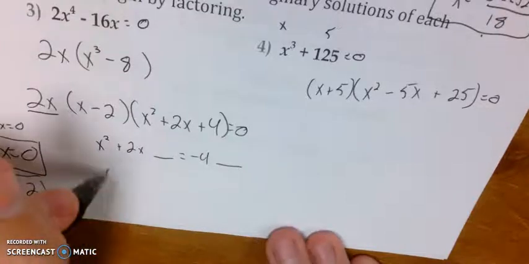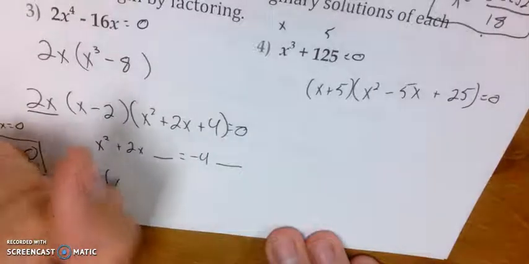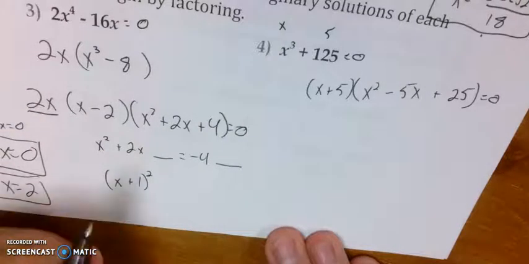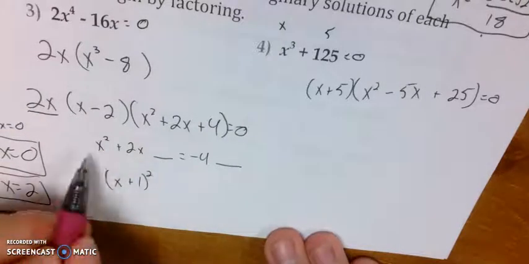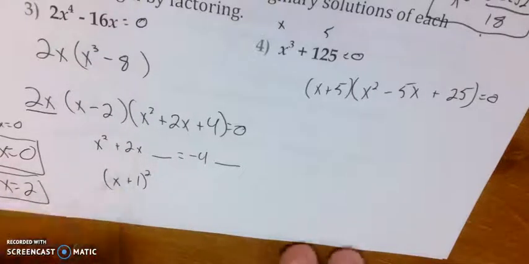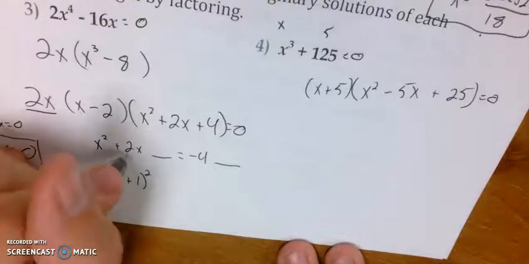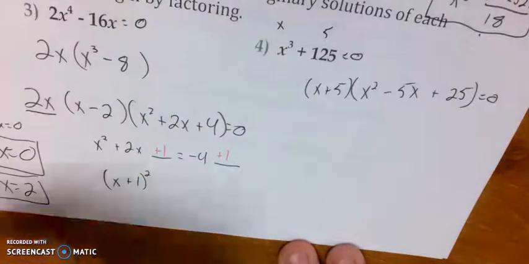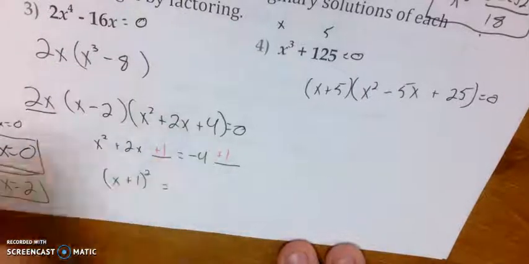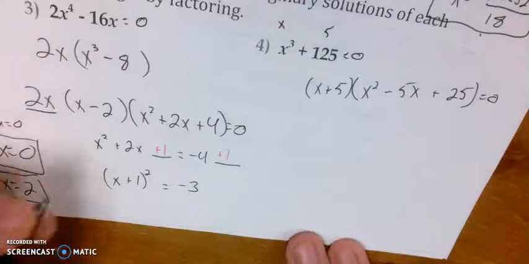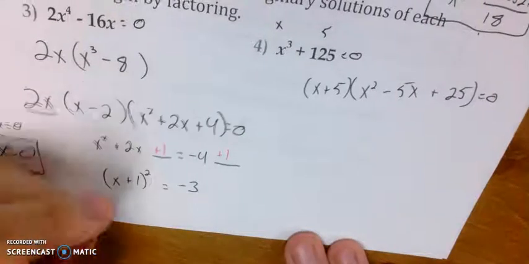I'm going to take half of my b term, in this case it is a positive 1, and I need to ask myself, what would go into these blank spaces so that this side of the equation would resemble x plus 1 quantity squared? Well, to figure that out, I took half of 2, and now I'm going to square that. That's a positive 1. So now as we simplify, negative 4 plus 1 is negative 3.